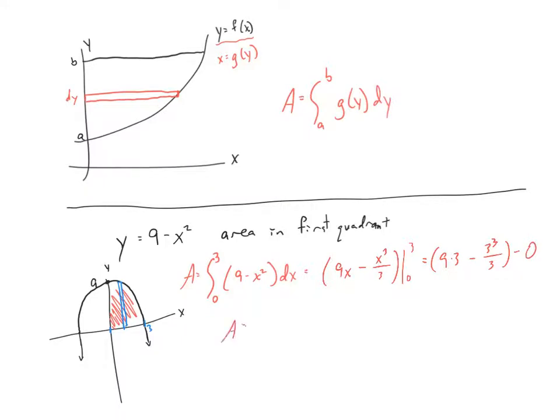And so we get that the area is 27 minus 27 thirds. 9 times 3 is 27, minus 27 thirds, and that is just 27 minus 9, which is 18. So the area underneath that parabola, and that's kind of cool, it's a curvy looking parabola, but the area underneath it is a whole number.